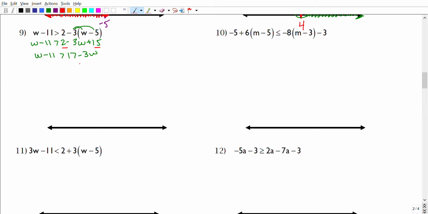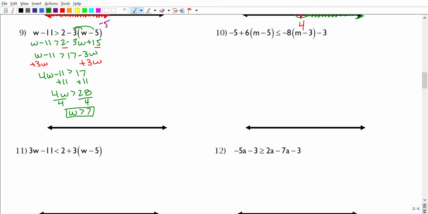Get rid of the smaller one. The smaller one is this negative 3W. So I'm going to add 3W. I get 4W minus 11 is greater than 17. Remember, keep your greater than symbol because we still haven't needed to change it. There's no need to change it just yet, and there might not be a need to change it. So 4W is greater than 28. Divided by 4, we're dividing by a positive, so no need to flip it. So we just get W is greater than 7.